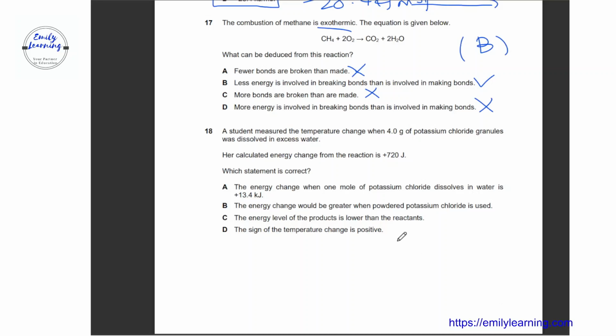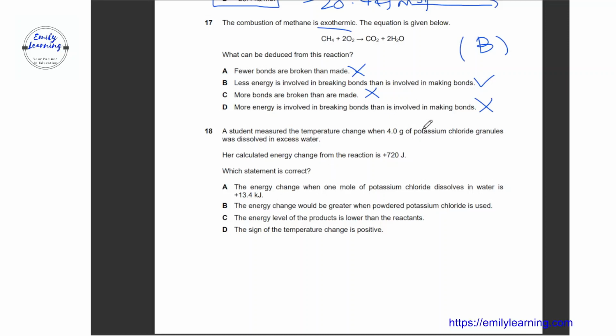Next, let's look at question 18. A student measured the temperature change when 4 grams of potassium chloride granules was dissolved in excess water. Her calculated energy change from the reaction is positive 720 joules. So this is an endothermic reaction. The temperature decreases. Which statement is correct? The energy change when 1 mole of potassium chloride dissolved in water is 13.4 kilojoules.